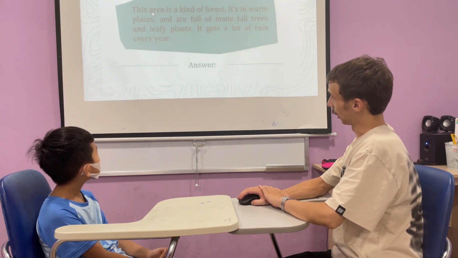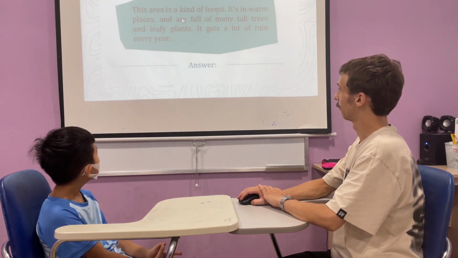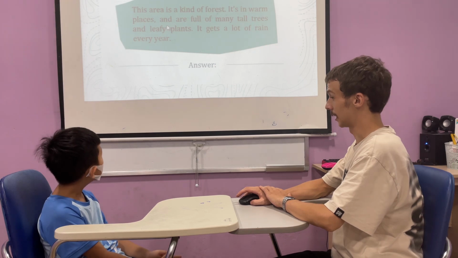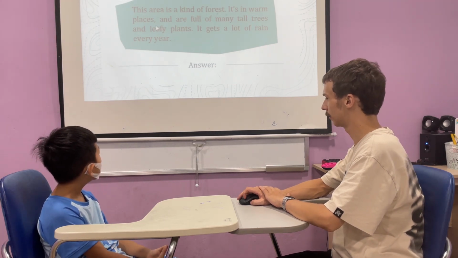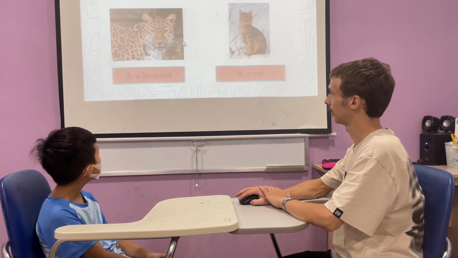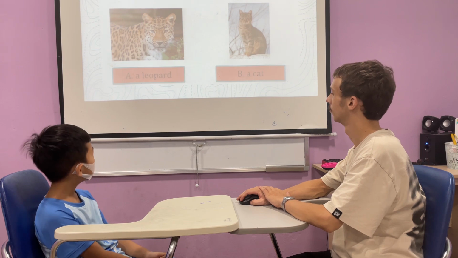Now, this area is a kind of forest. It's in warm places and are full of many tall trees and leafy plants. It gets a lot of rain every year. It's a rainforest. That's right, a rainforest. What animal lives in the rainforest? A leopard lives in the forest.